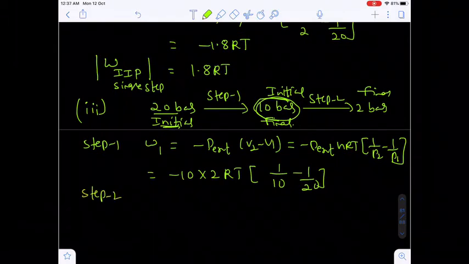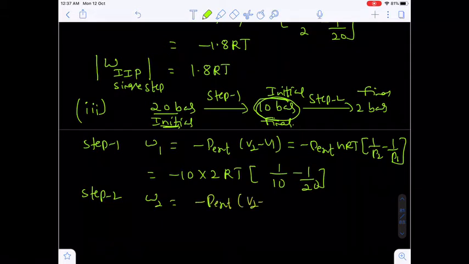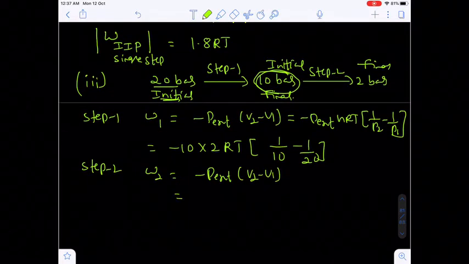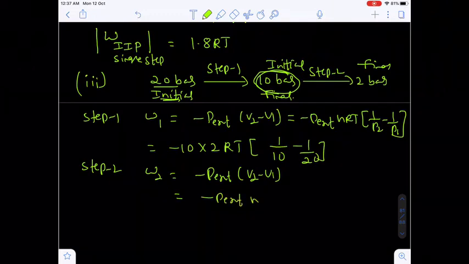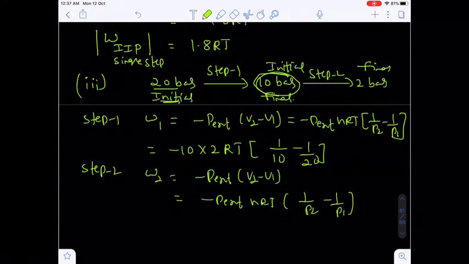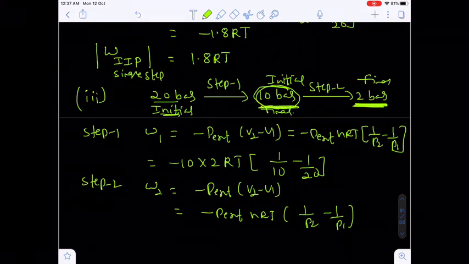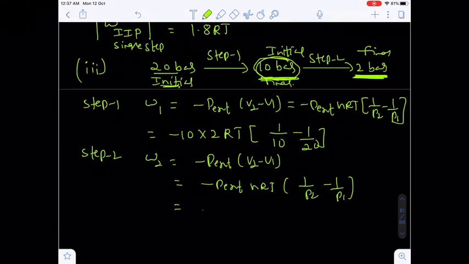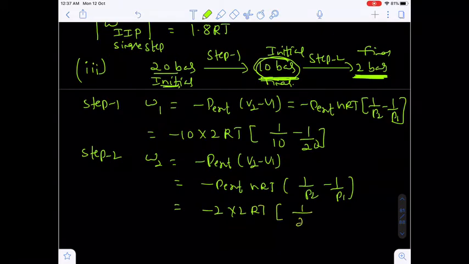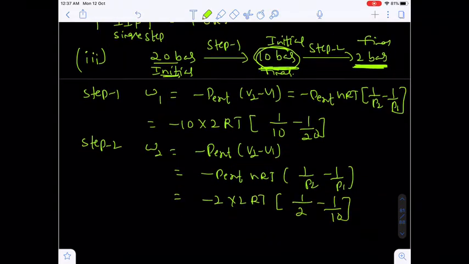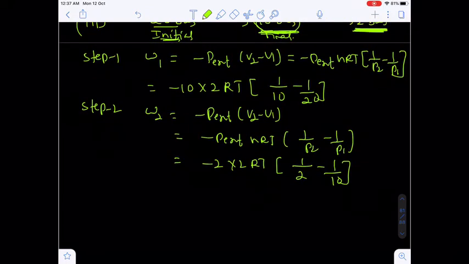Now come to the second step, step 2 work done, W2 will be again the same formula, minus P external into V2 minus V1. Again I am writing P external into nRT into 1 upon P2 minus 1 upon P1. Now in this second step, what will be the final pressure? 2 bar. If the final pressure is 2 bar, what will be the initial pressure? 10 bar. So the P external is 2 bar, number of moles 2, RT, final pressure P2 is 2 bar, initial pressure will be 10 bar. Are you getting my point? This will be W2.